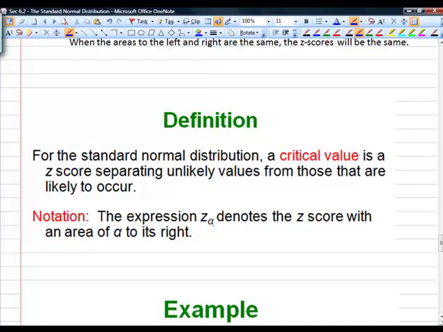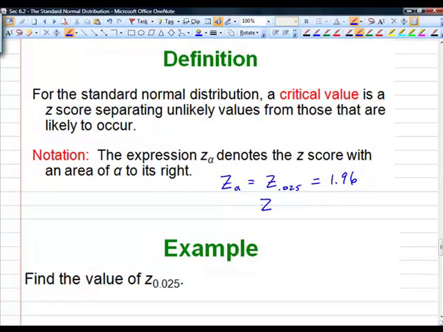So the expression z sub alpha denotes the z-score with an area of alpha to the right. So that z sub alpha, that critical value that we just came up with, would be z sub 0.025, and that was 1.96. Earlier we found a z sub 0.05, and we said that was 1.645. Actually, we found the negative version of it, but the positive version, same number, different sign.